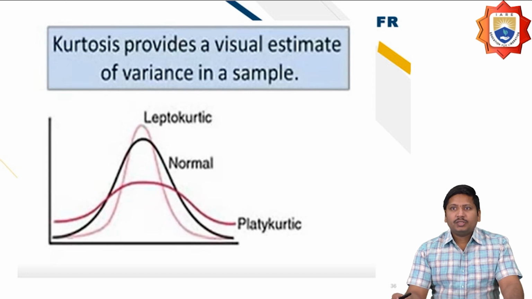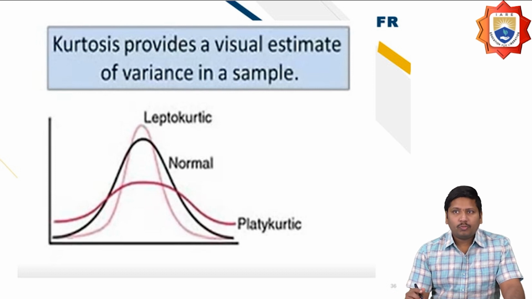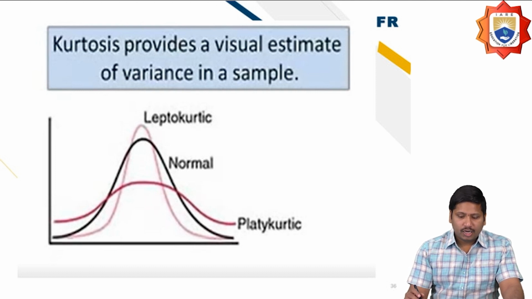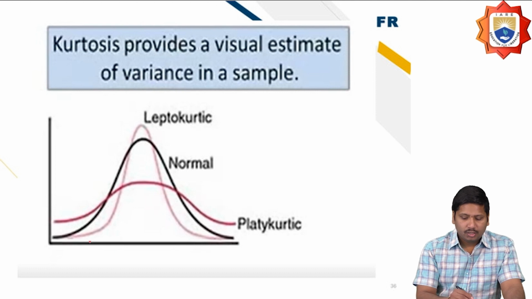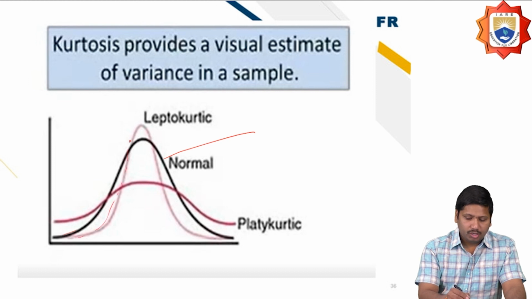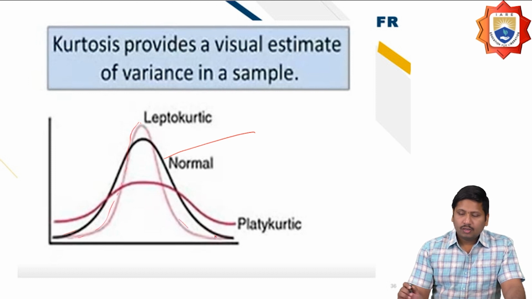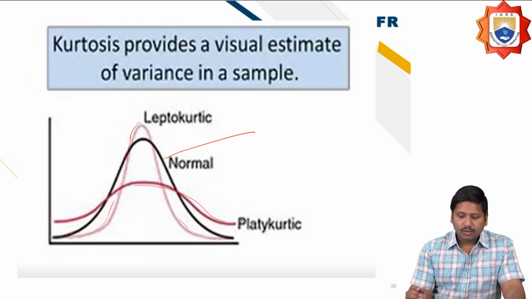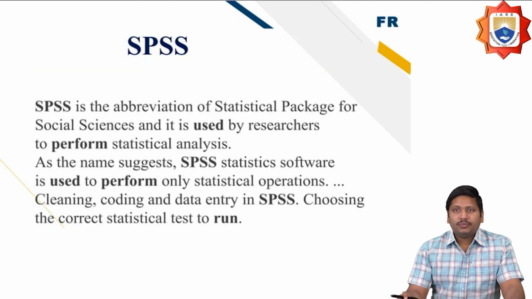So kurtosis is the thing which should be able to provide the visual estimate of the variance in a sample form. So this should be how the different types of kurtosis should be. This should be the normal one, so the black one. And leptokurtic should be something curved like this. And platykurtic curve looks like this. Thank you. So these are the things we're able to cover in this video.